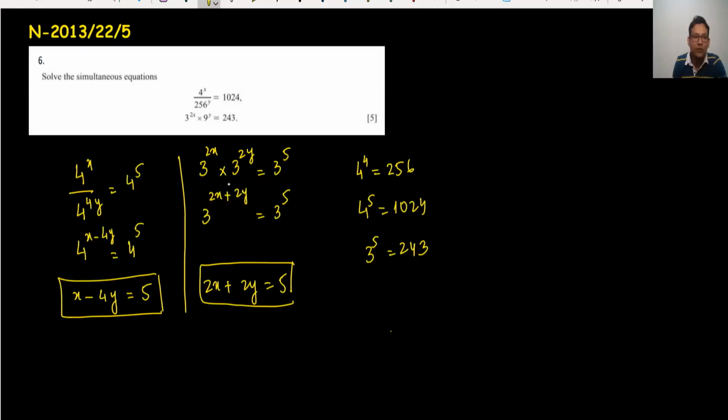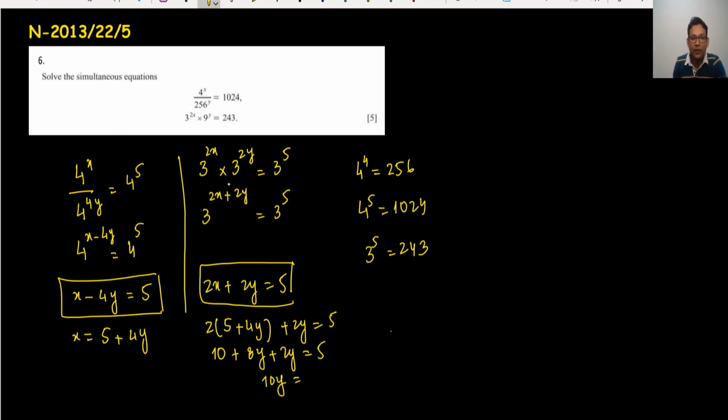Now we need to use simultaneous equations. x equals 5 plus 4y. I substitute here, so 2 times 5 plus 4y plus 2y is equal to 5. This is 10 plus 8y plus 2y is equal to 5. When we simplify, 10y is 5 minus 10, which is minus 5. So y is minus 5 upon 10, which is minus 1 upon 2.